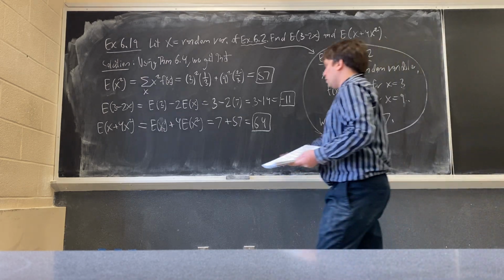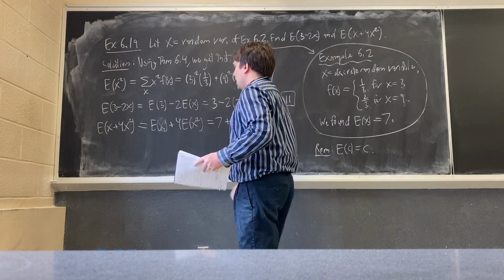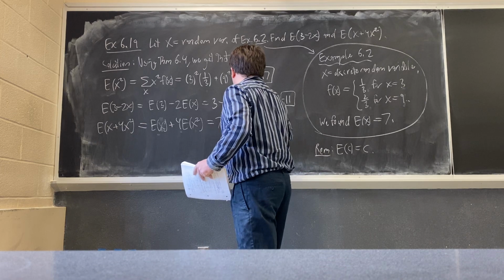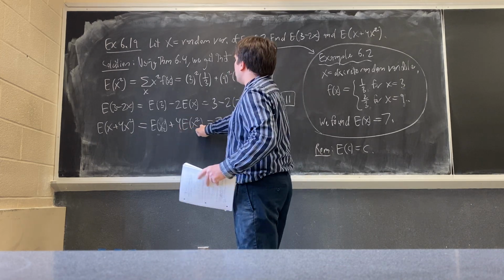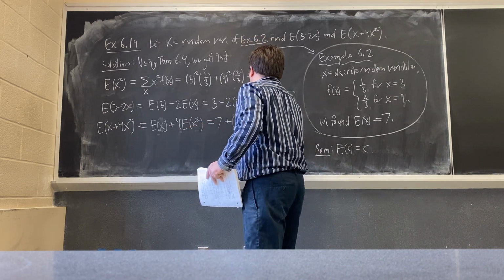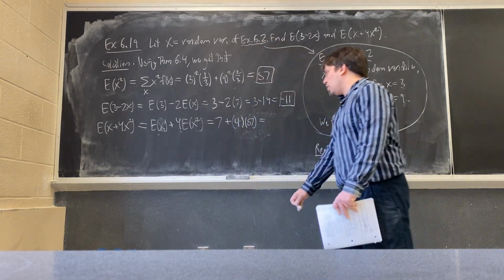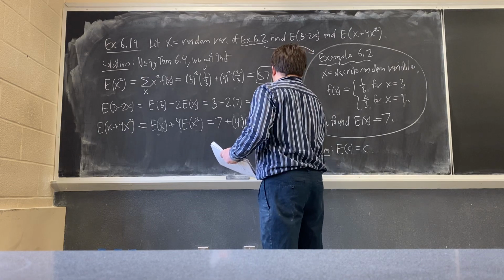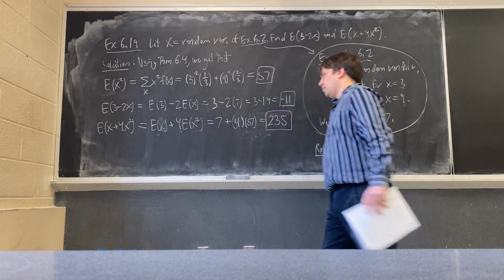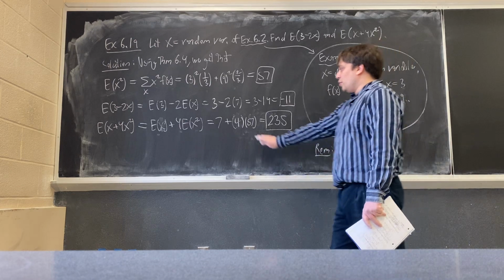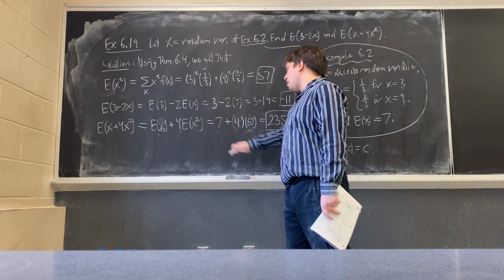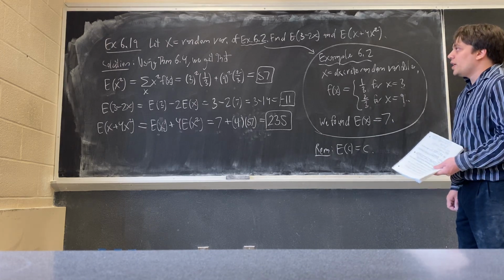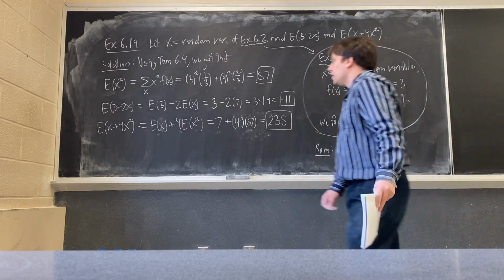Oh, sorry. Wait, no. It's 7 plus 4 times that. 4 times E of X squared, 4 times 57. So that's 7 plus 228, which is 235. Okay. 228 plus 7 is 235. Okay, so that's the end of 6.4.